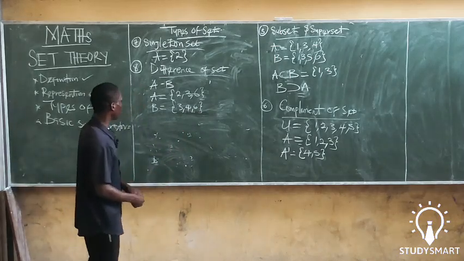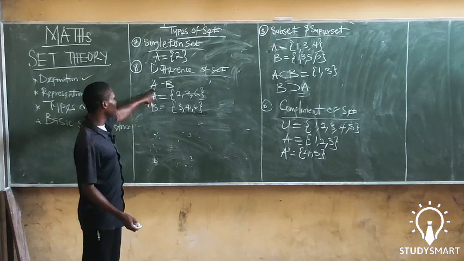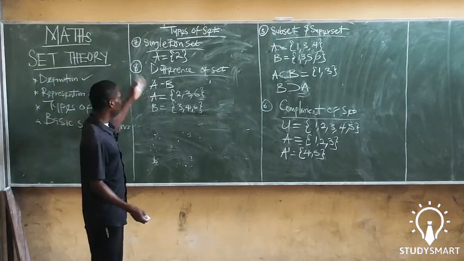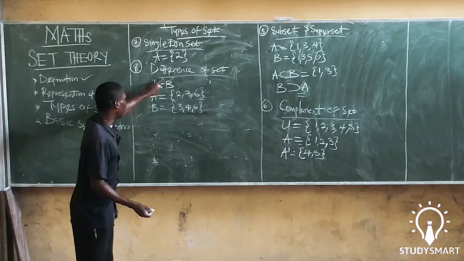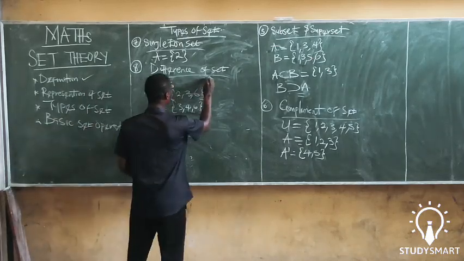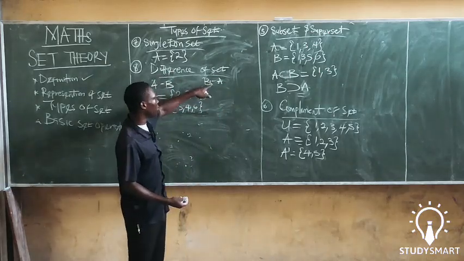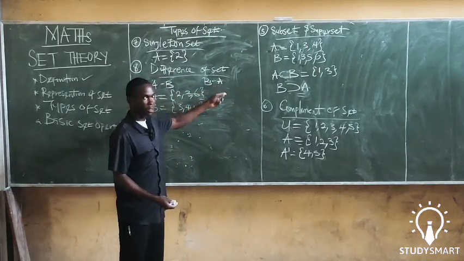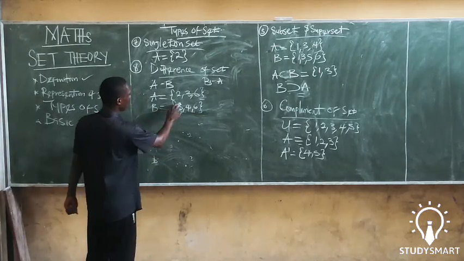So now, don't forget, it is the set of elements found in A but not found in B. That's the difference of sets. What if I have B minus A? It will now be the elements found in B but not found in A. So now I have two typical examples.